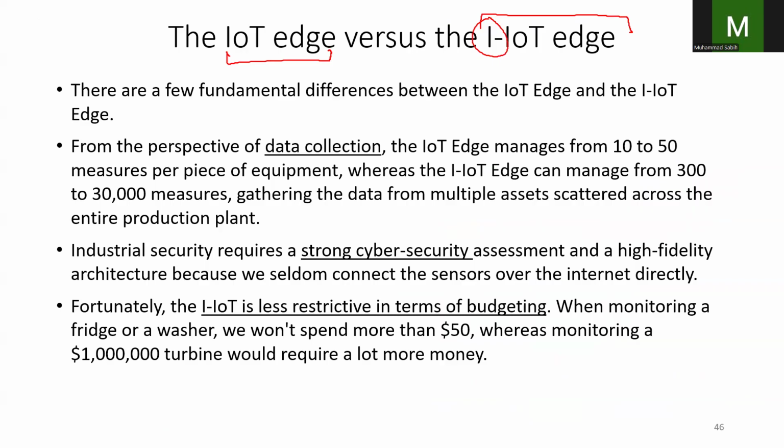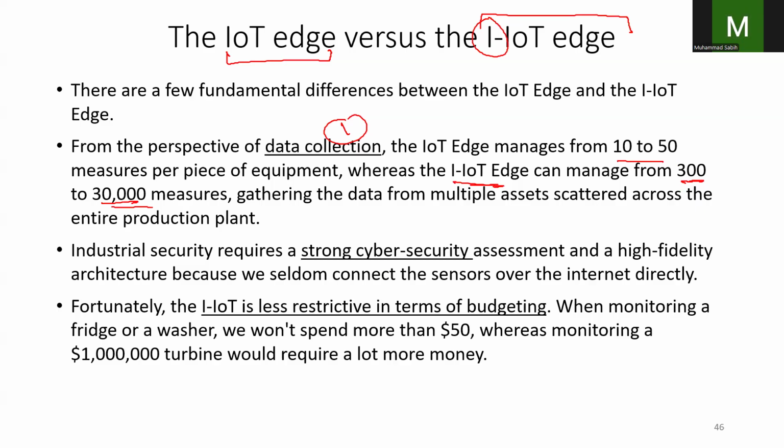So the first major distinction is in the data collection. A typical consumer IoT Edge maintains, for example, 10 to 50 data points per piece of equipment, say a smart fridge or a washing machine. In contrast, the industrial IoT Edge can handle 300 to 330,000 measurement or data points, often from multiple assets across the production facility. That's a massive scale.